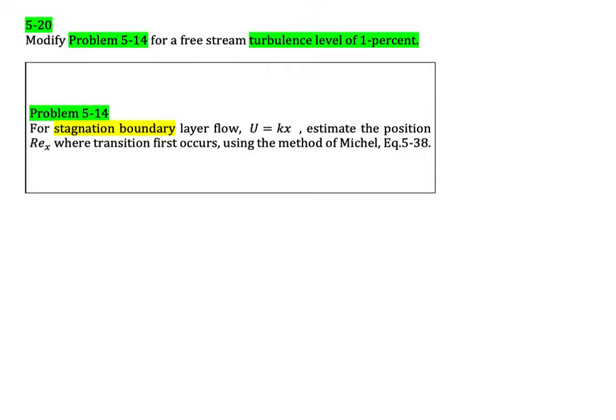Okay, and then we go for problem 5.14. For stagnation boundary layer flow, U equal kx, estimate the position Reynolds number where transition first occurs using the method of Michel by equation 3.38. So we already answered problem 5.14.